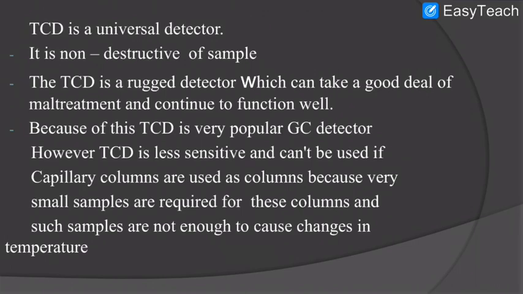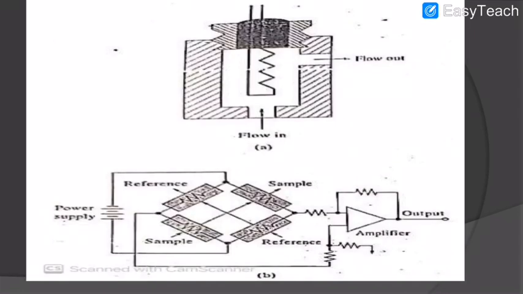So nowadays that is why TCD is not used that much, because capillary columns are being used. TCD is less sensitive and can't be used with capillary columns, because very small samples are required for these columns, and such samples are not enough to cause changes in temperature. So that is about the TCD. Once again, you can see the diagram.